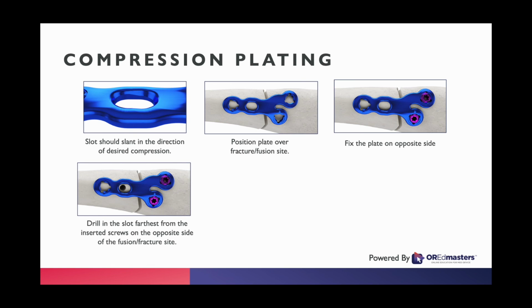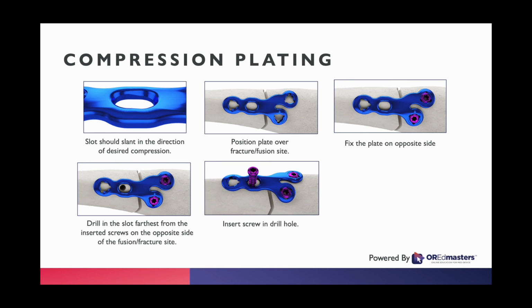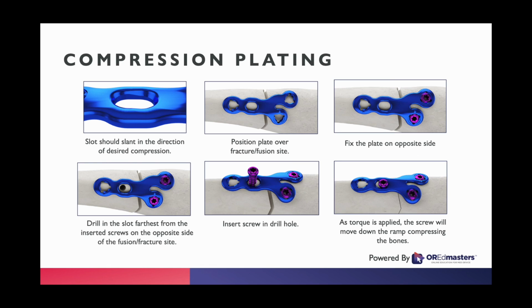Drill the screw hole in the slot farthest from the inserted screws on the opposite side of the fusion or fracture site. Insert the screw into the drilled hole. And as torque is applied, the screw will move down the ramp, proximally compressing the bone's fragments. Note the new position of the screw in the compression slot.